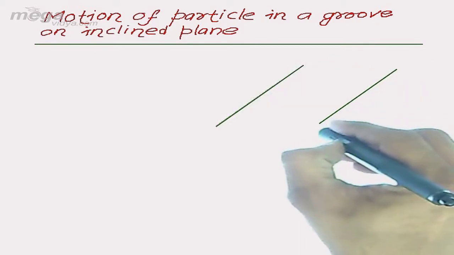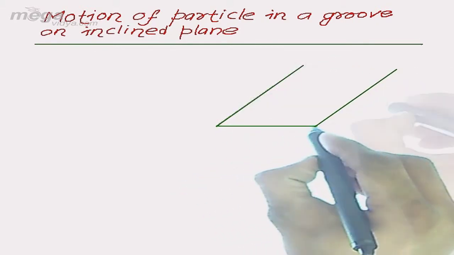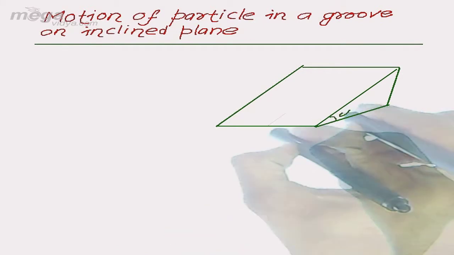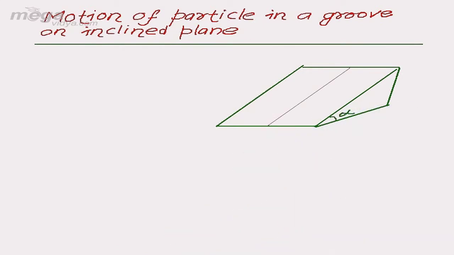This time we are going to discuss motion of a particle in a groove made on an inclined plane. Just consider the situation I am drawing here. We have an inclined plane of inclination, say alpha. This is the line of greatest slope over this incline.